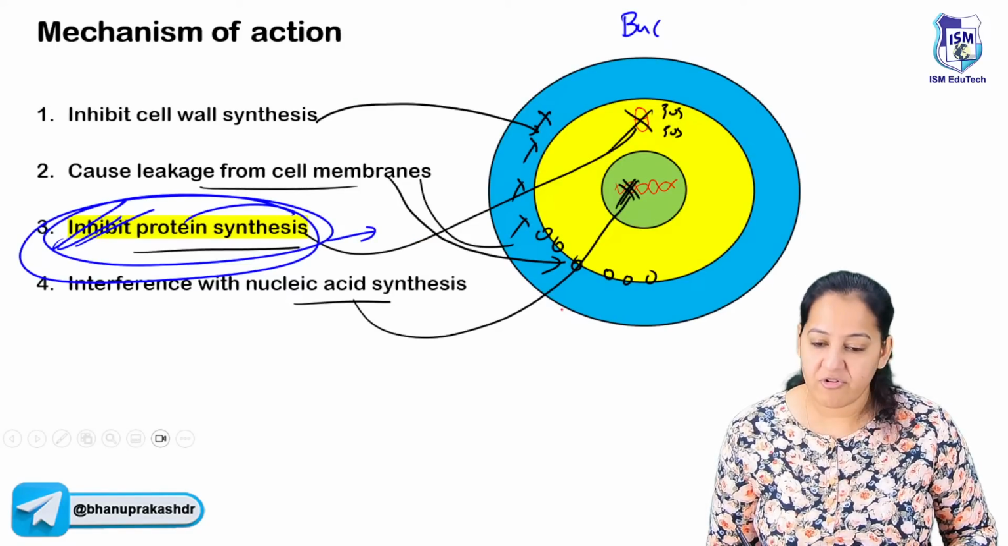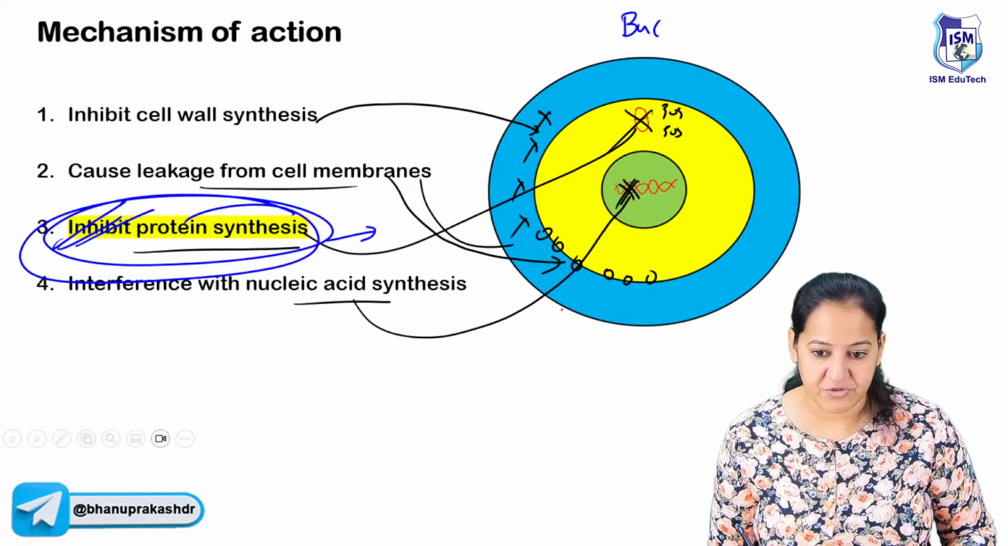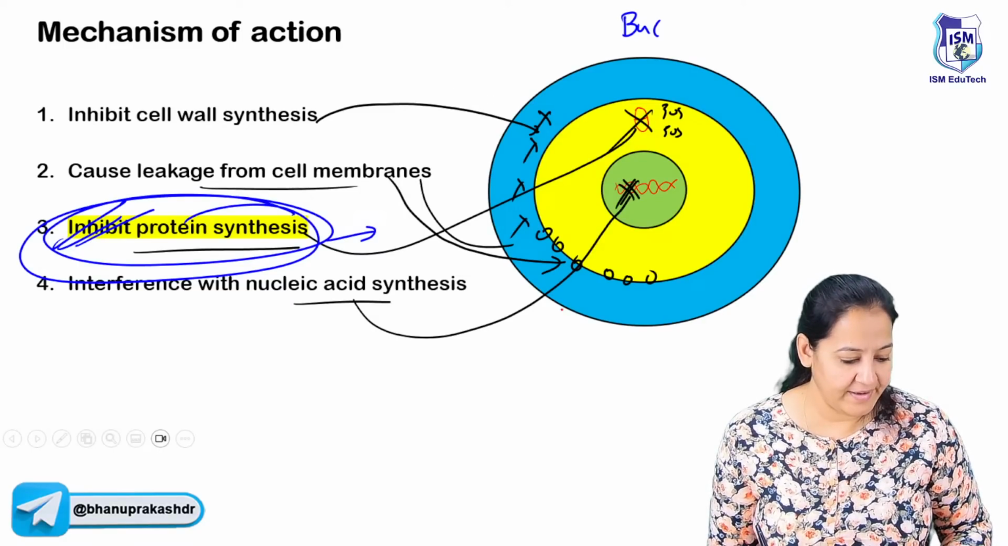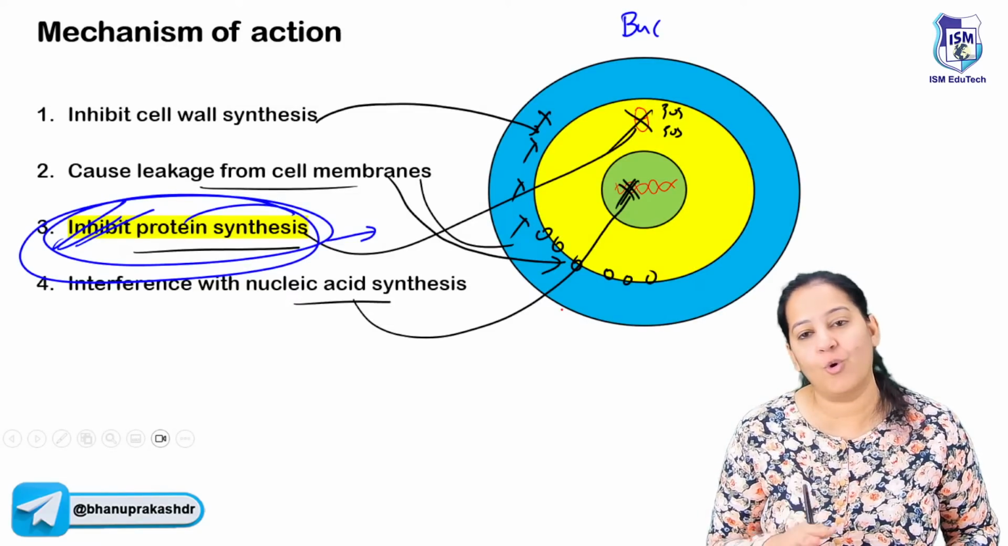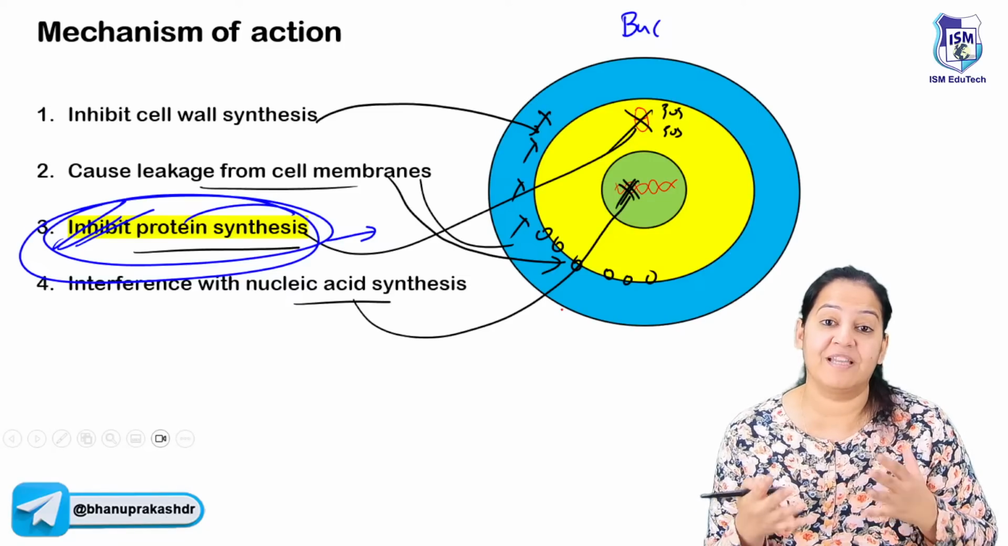Have you read transcription and translation in biochemistry or in your school? Huh? Have you read it? So we will just quickly see the normal steps. If you don't know the normal, I will tell you which step is inhibited by which of them.